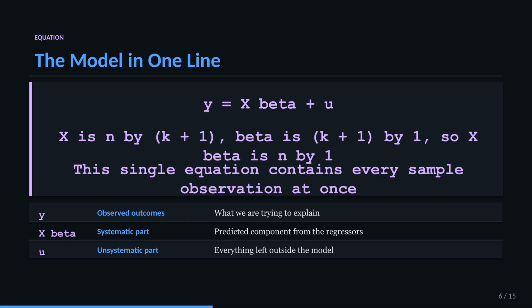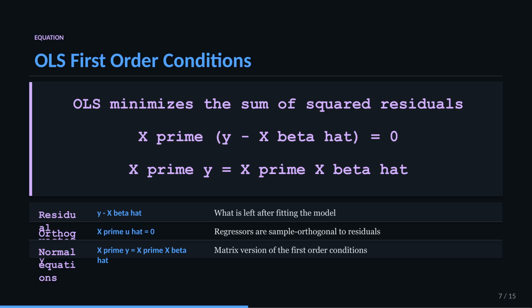How do we get OLS from here? The same way as before. We choose beta hat to minimize the sum of squared residuals. When we take first order conditions, the matrix version becomes X prime times y minus X beta hat equals 0. Rearranging gives X prime y equals X prime X beta hat. These are the normal equations.